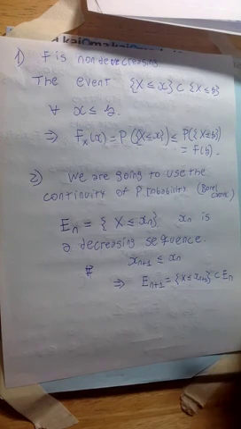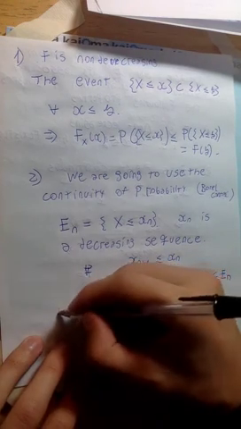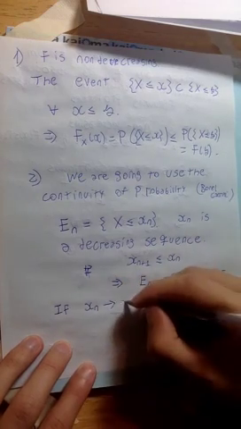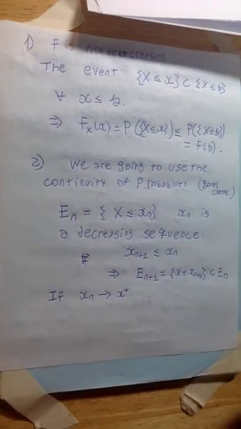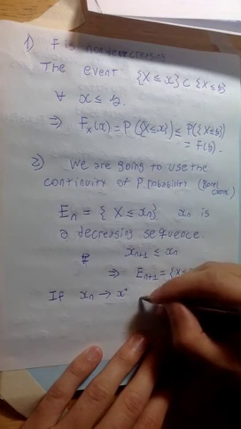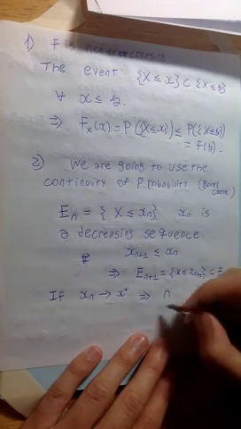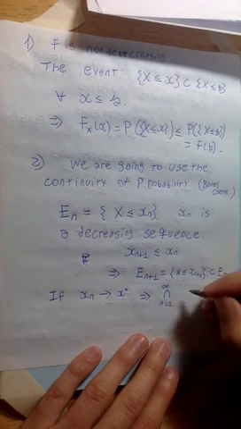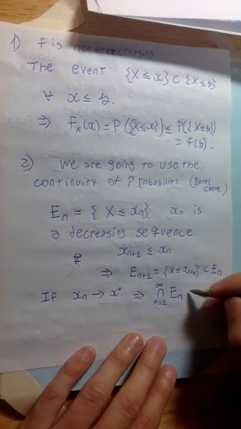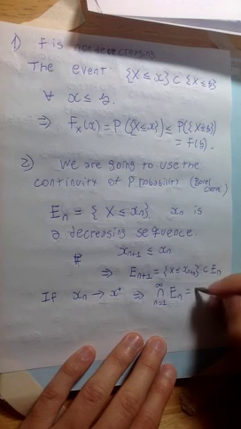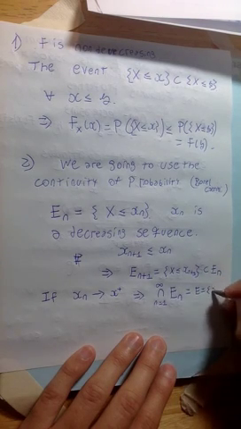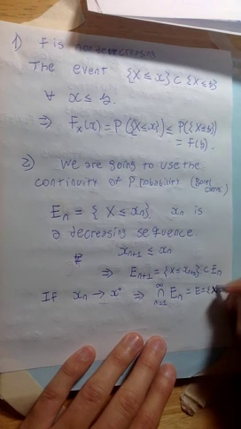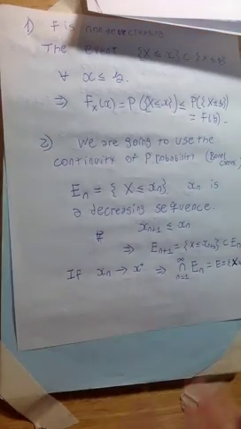Okay? And what follows? If xn converges to x plus, then the intersection from n equals 1 up to infinity of En is going to be the set E, which is equal to capital X less or equal than the value x.